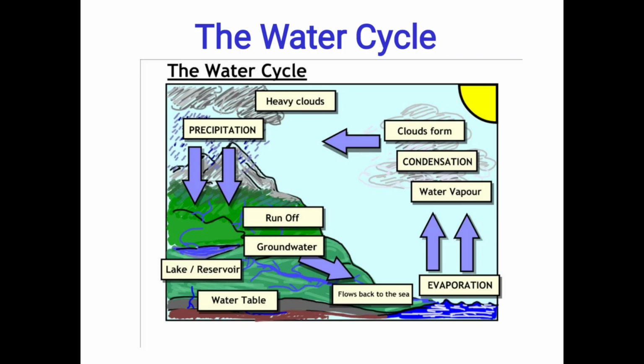At first, the water in the ocean gets evaporated and turns into water vapor. After that, it condenses in the heavy clouds, and then precipitation may occur. Precipitation occurs in the form of rain, snow, sleet, as we studied in unit 1. After precipitation, the rainfall directly gets into lakes and rivers. A certain amount of water goes down to the water table, and the remaining water becomes runoff. This is the water cycle.